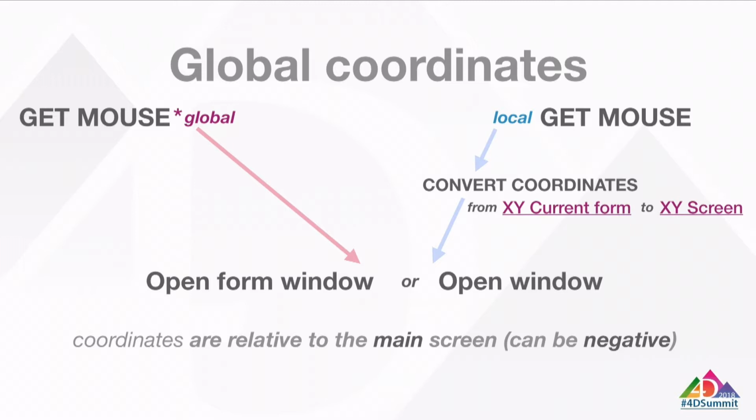And actually, get window rect or set window rect also works with global coordinates. So if you call those commands for a window displayed on a second or third screen to the left or right of the main screen, then you will get some negative values or very large numbers, see, because it's a global coordinate.